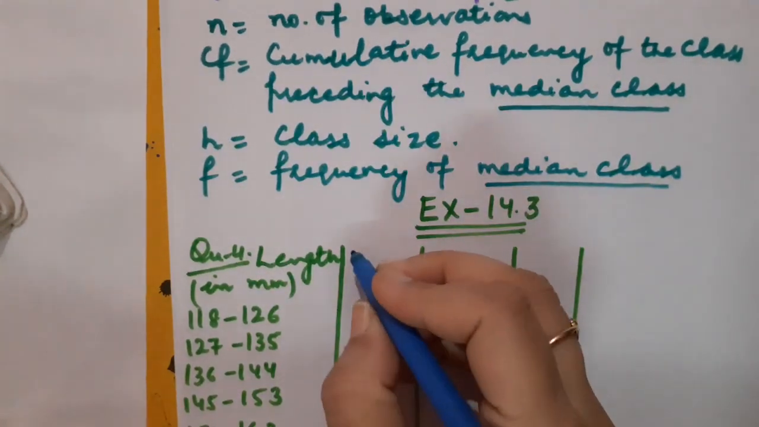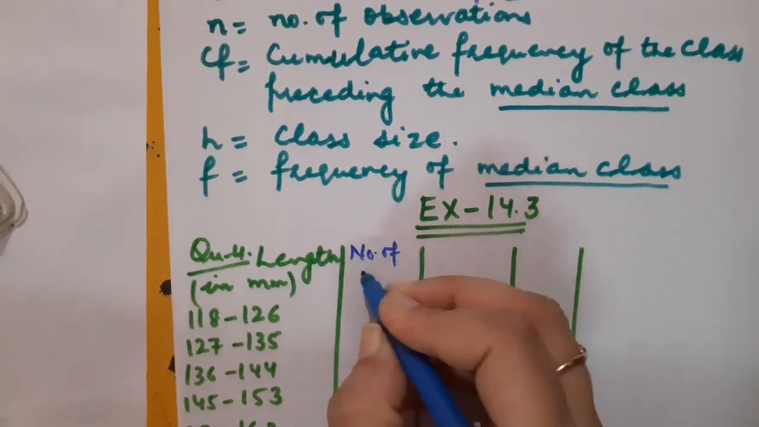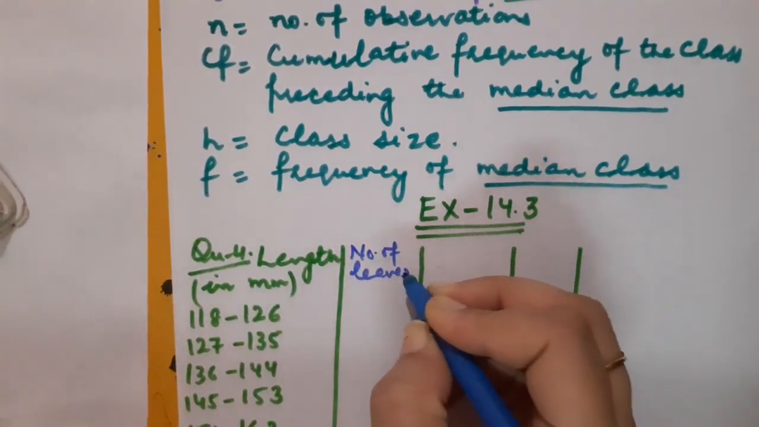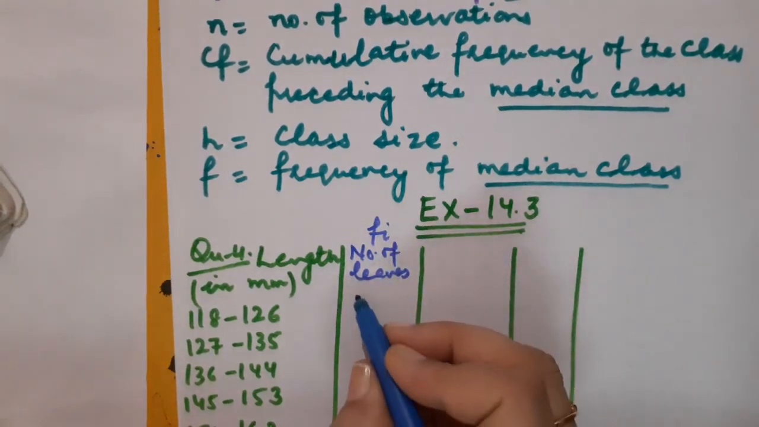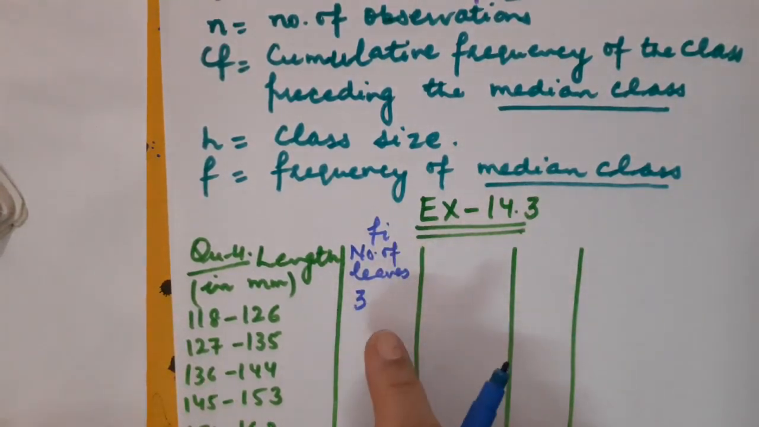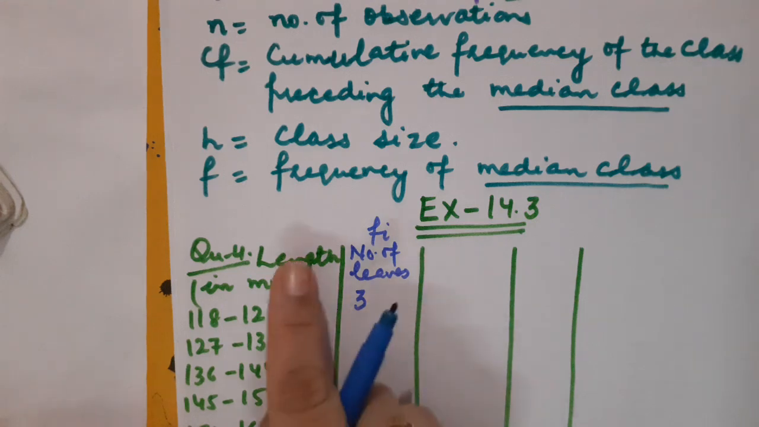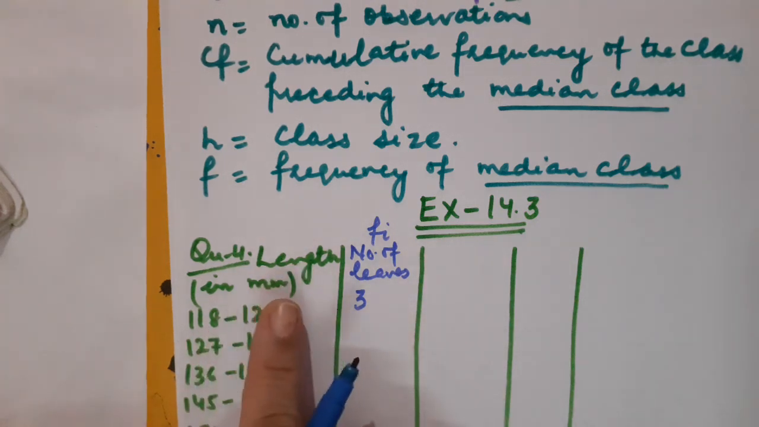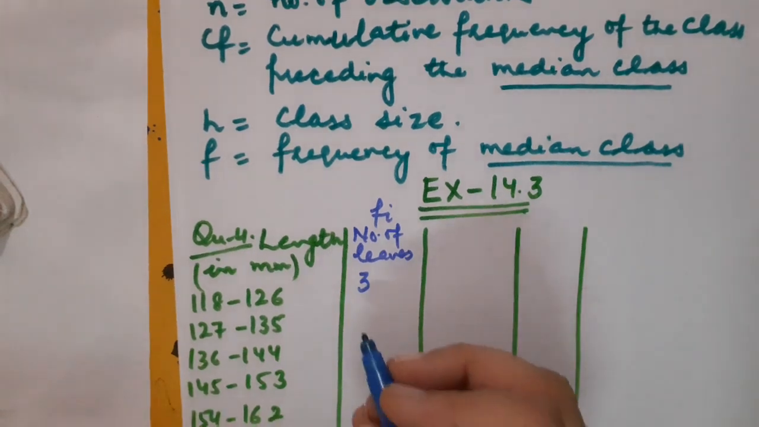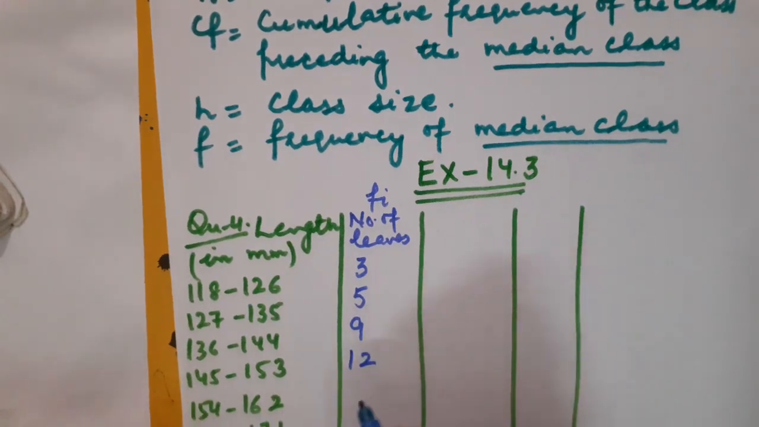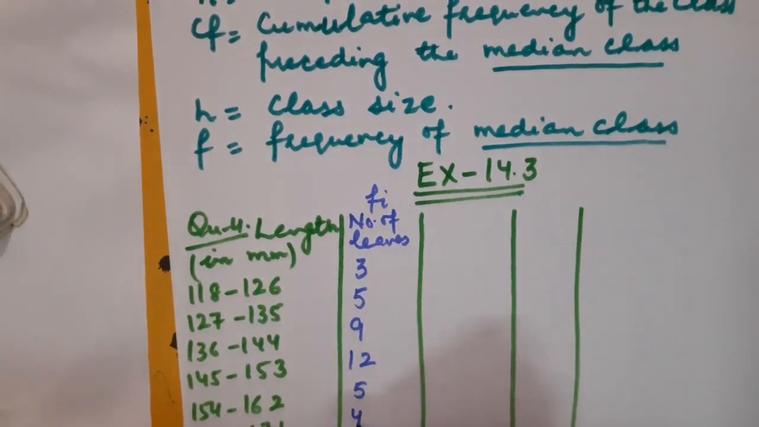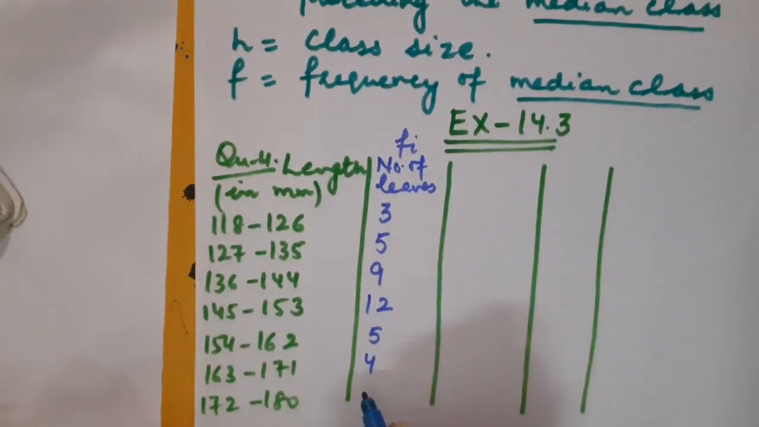Now children, number of leaves means the frequency. This is fi actually. Correct? There are 3. Means we can say that there are 3 leaves whose length in millimeters is from 118 to 126. Then 5 leaves. After that 9, 12, 5, 4 and 2.